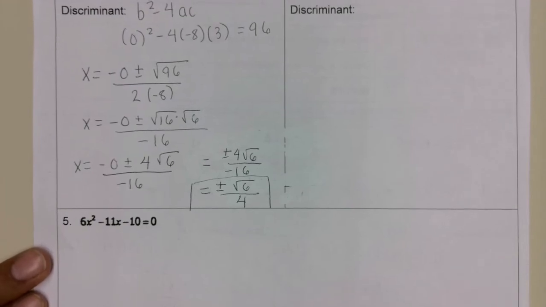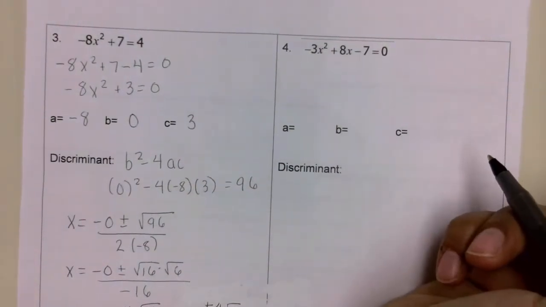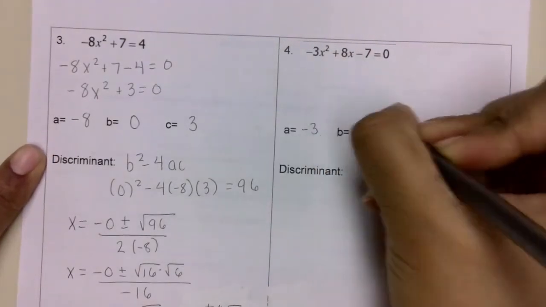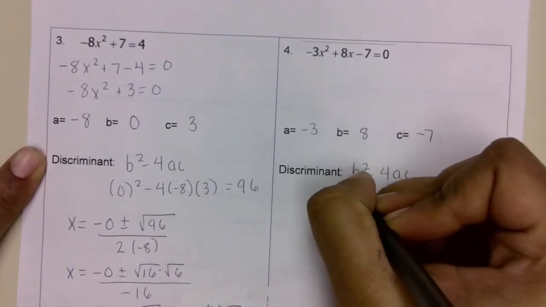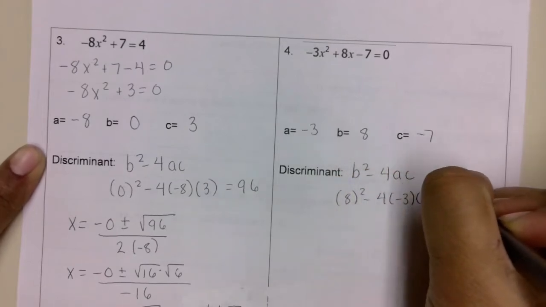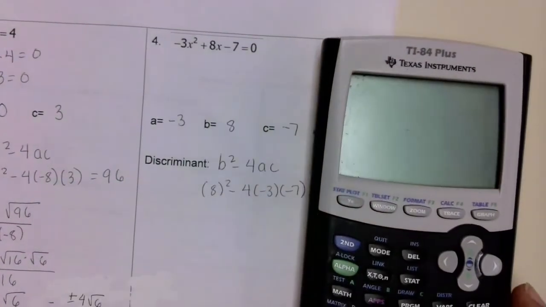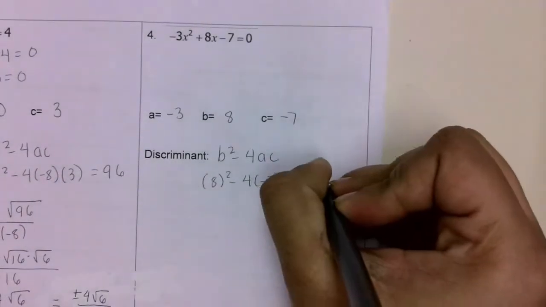All right, number 4, it's already set equal to 0, so negative 3x squared plus 8x minus 7 is equal to 0. So you just have to identify your a, b, and your c. Your a is negative 3, your b is 8, and your c is negative 7. Discriminant is b squared minus 4ac. So that is 8 squared minus 4 times negative 3 times negative 7. Take out your calculator. So you've got parentheses 8 squared minus 4 parentheses negative 3 times negative 7, which is negative 20.